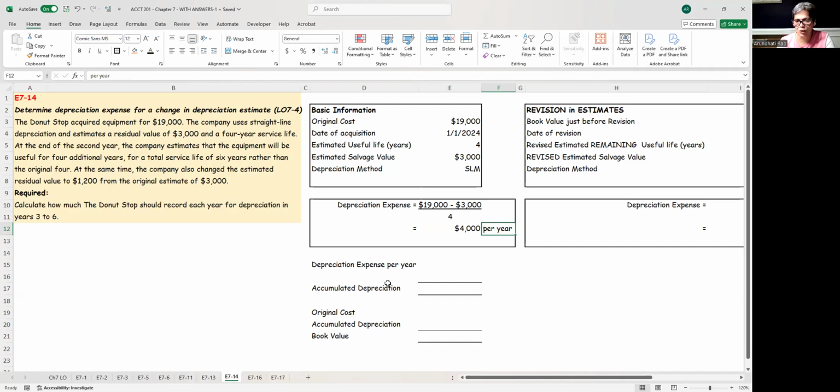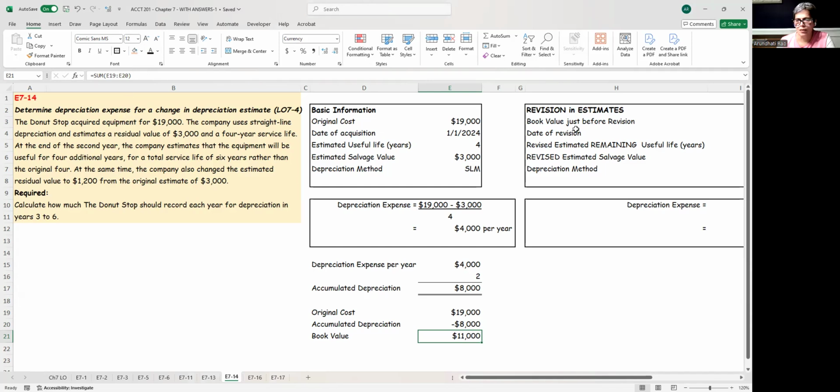I had the asset for 2 years. So I depreciated it at the rate of $4,000 per year for 2 years. So my accumulated depreciation is $8,000. So I'm done with 2 years of depreciation. So let me just figure this out here in my balance sheet. I have the original cost at 19, accumulated depreciation is 8, leaving me with a book value of $11,000.